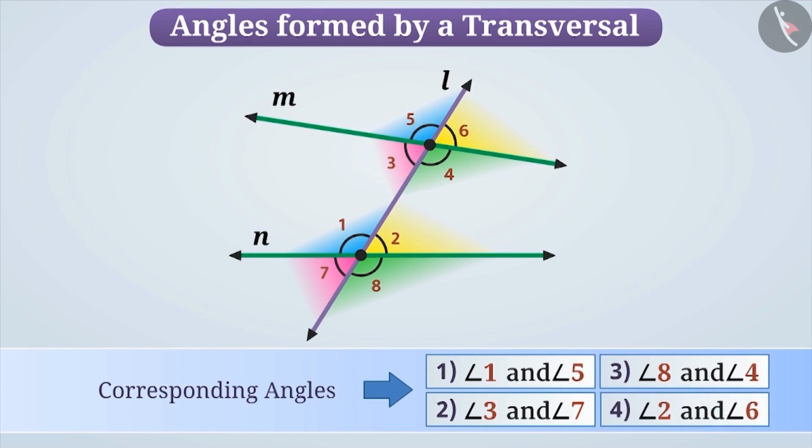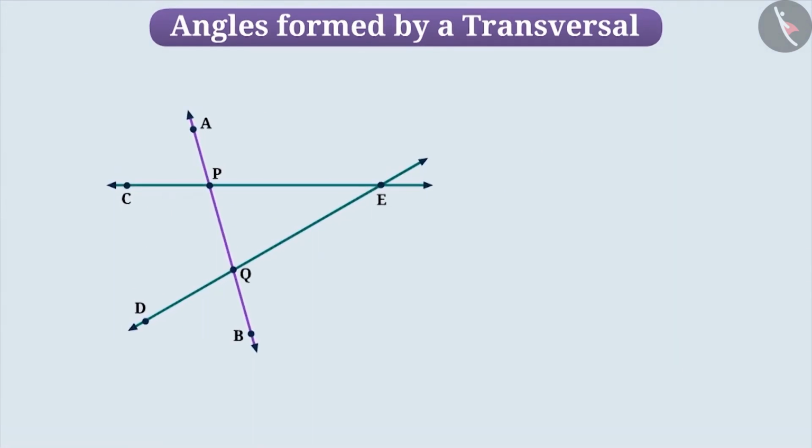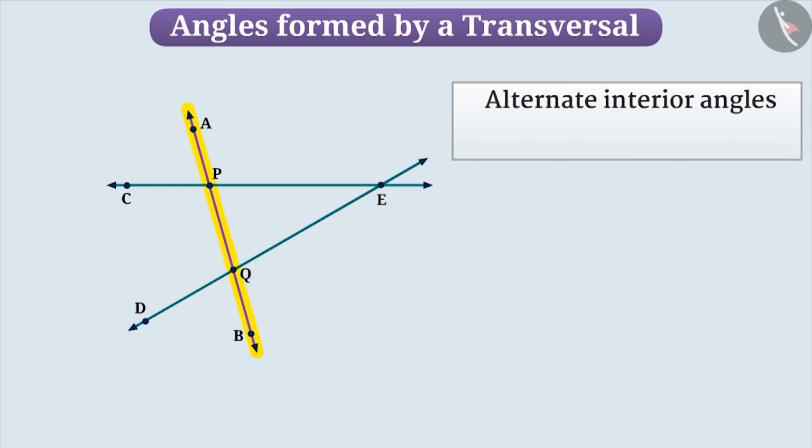Let us consider an interesting example to understand this. Here the line AB is intersecting line CE at P and line DE at Q. Can you find out the alternate interior angles formed by the transversal? Pause the video and try to do it. Let me tell you. As you can see here that the transversal is forming 8 angles.